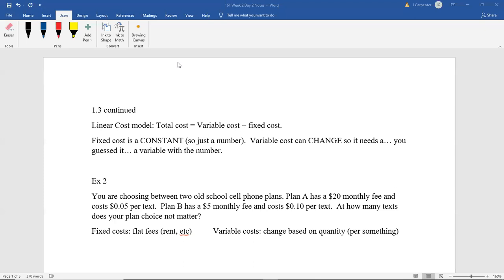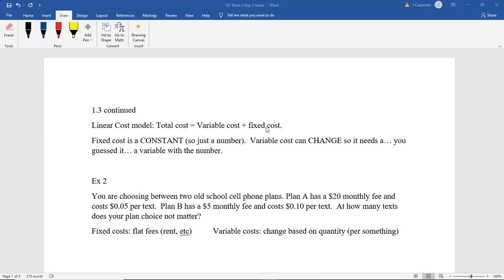We said a linear cost model is just saying that a total is equal to a variable amount plus a fixed amount, where a variable amount changes and a fixed amount doesn't change. Kind of like your electric bill, which changes every month, and your rent, which doesn't change every month. Yes, it might change after 12 months, rent might go up, but you get the point. So a variable amount tends to have a variable paired with it, so something like 3x, 5x, 0.05x. A fixed amount is just going to be a number because it doesn't change.